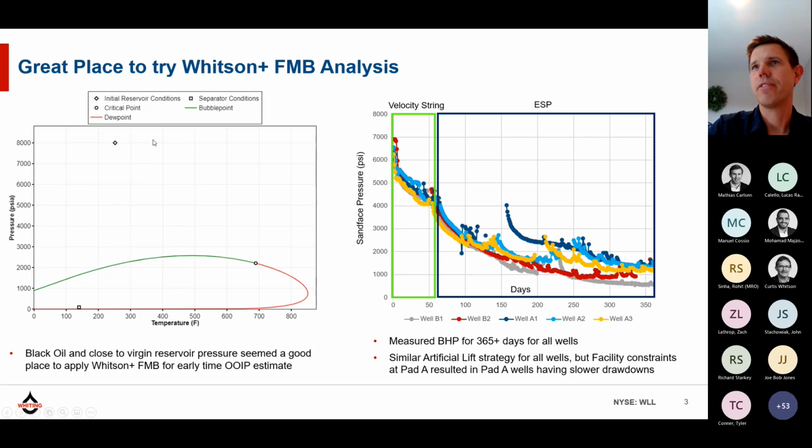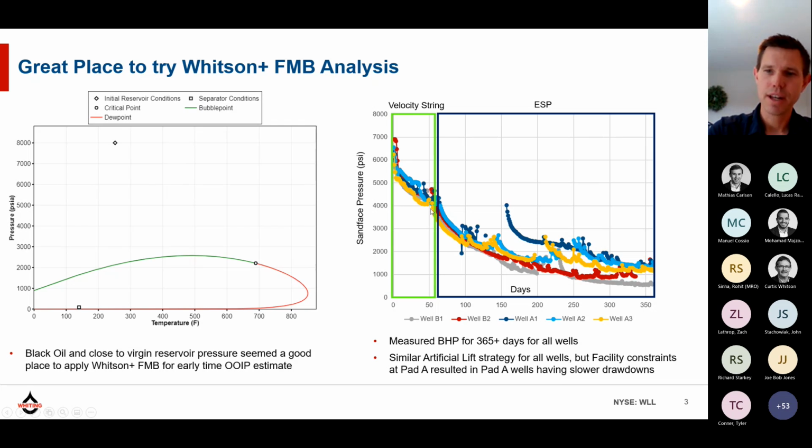On the left here, I just have the phase envelope. You can see we think the pressure is fairly high. And then, coming down, we have plenty of headspace to try to get that before the GOR starts increasing on us. So that's one reason I wanted to apply it to this area. The other one was that the typical artificial lift strategy out here is to flow the wells up the frac string or velocity string for a period of time, and then run an ESP. All of the wells on DSU-A and DSU-B had velocity strings run on them, and that's this green box in time.